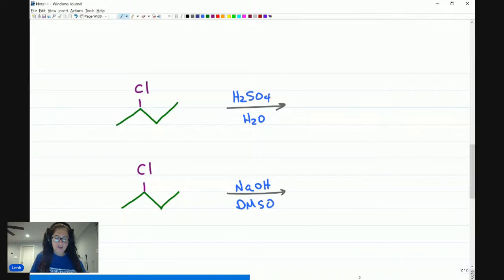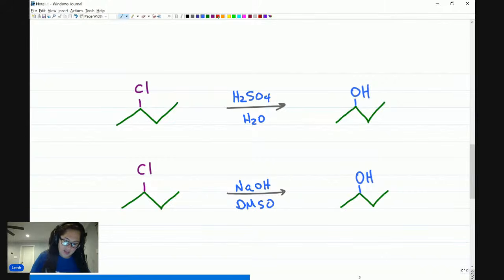So looking at substitution, one of the reasons this is more difficult is if I take the reaction right here, you'll notice that I have the same starting molecule, an alkane with a chlorine on it. If I react it with H2SO4 in water, the product is going to be an alcohol. If I react it with NaOH in DMSO, the product is going to be the very same alcohol. The difference here is that the first one is an SN1 reaction and the second one is an SN2 reaction.